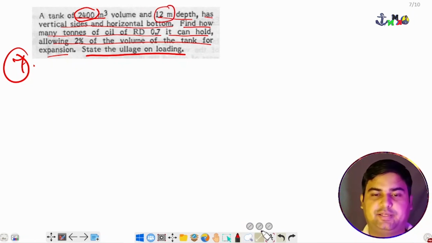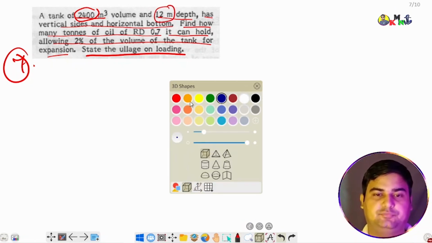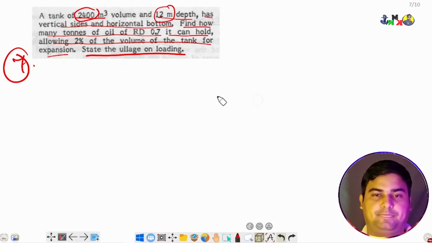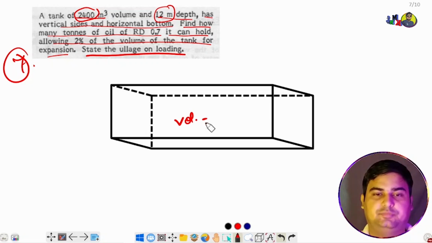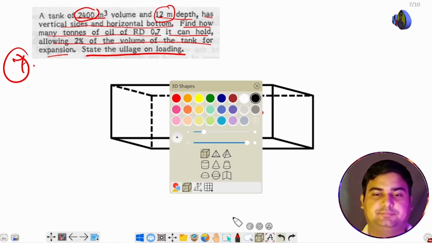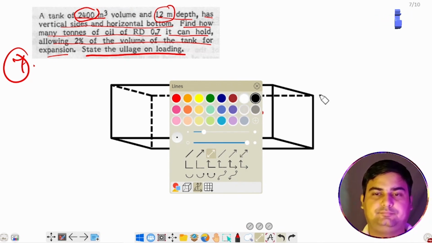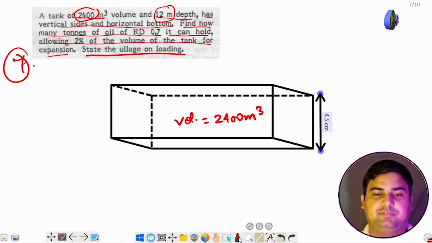We will first draw the diagram as we are approaching the same problem. So this is a tank. In this tank the volume is given. Volume is 2400 meter cube and depth is given. This depth is given, that is 12 meters. And what else is given? It has a horizontal bottom, that's correct.